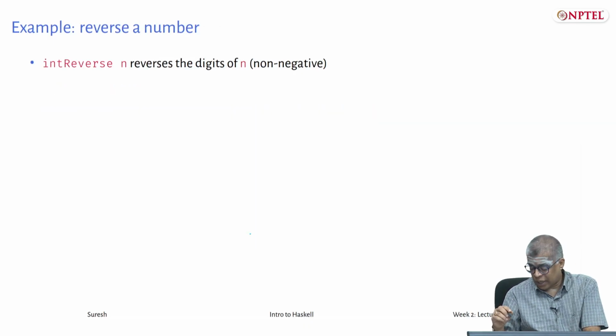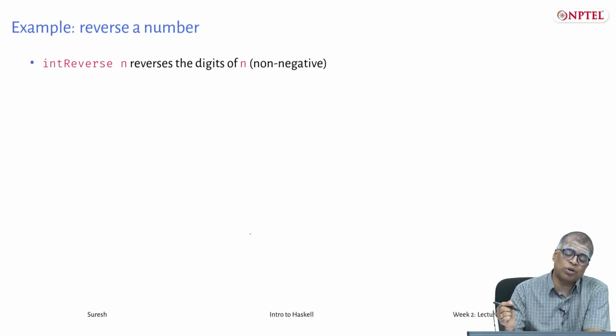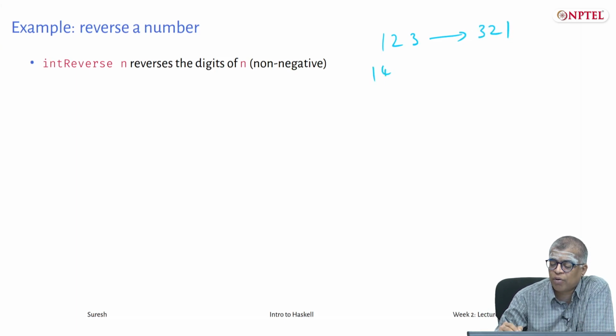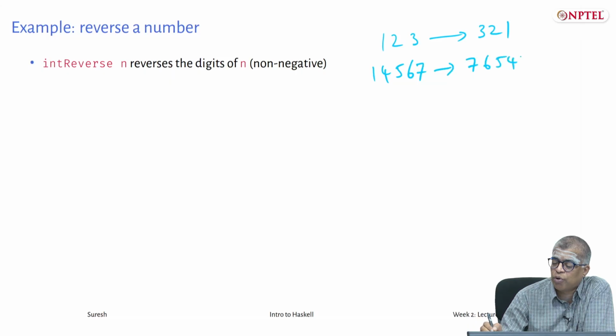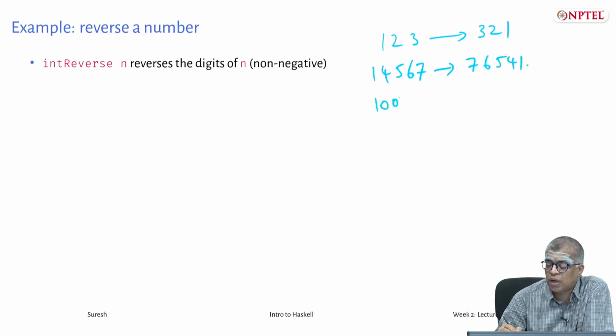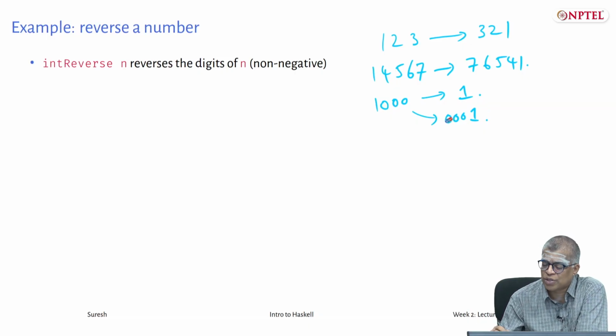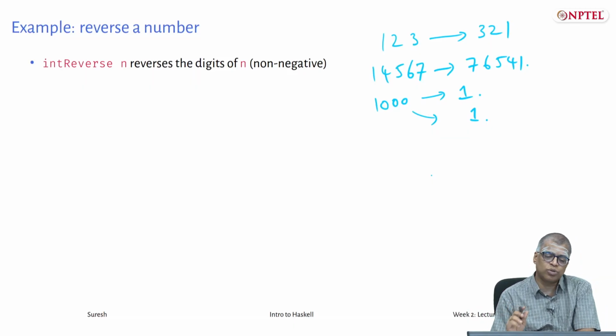So let's look at a slightly more complex task, which is that I want to reverse the digits in a non-negative integer. So if I am given the input 1, 2, 3, that should become 3, 2, 1. If I have 1, 4, 5, 6, 7, then that should become 7, 6, 5, 4, 1, etc. If I have 1000, then that should become 1, because technically speaking it is 0, 0, 0, 1, but you ignore leading zeros, and 0, 0, 0, 1 is not a number. 1 is the number. Good. So this is what we want to do.